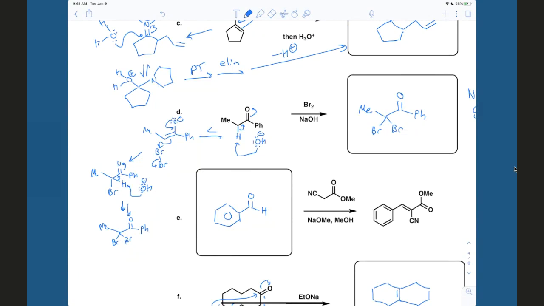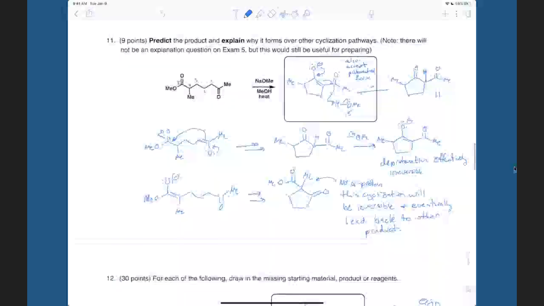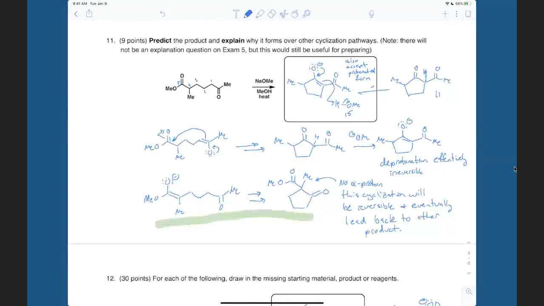What do you mean by other circulation pathways in number 11? What was I saying? Oh, maybe I meant other cyclization? So this would be the other cyclization possibility, where this ester enolate will attack this oxygen. Oh, I misdrew this. I apologize. I'll try to correct this. This should just be like this. That shouldn't be a ketone because we don't have anything to kick out.